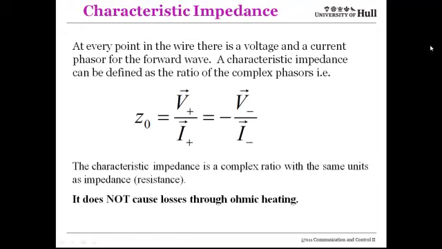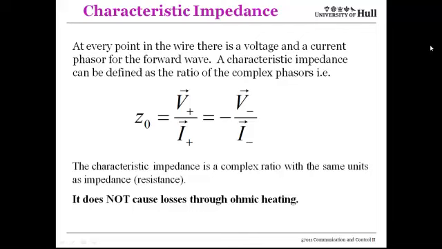Now, when you have a transmission line with a voltage and current wave traveling along it, then at any point in the line you can define the ratio of the voltage phasor to the current phasor. You'll remember a phasor is a complex number that describes both the amplitude and the phase. This ratio, called the characteristic impedance, is a constant for a transmission line. It's the same wherever you measure it.